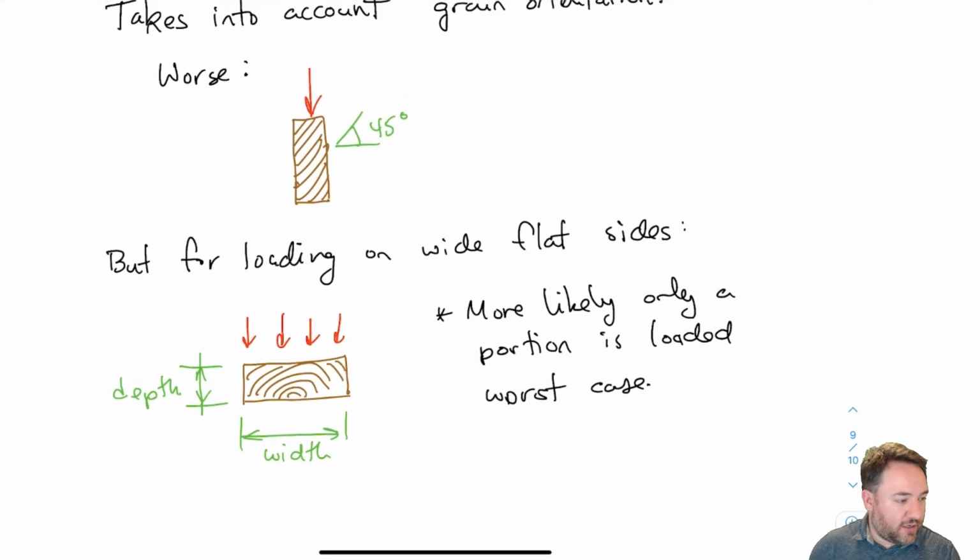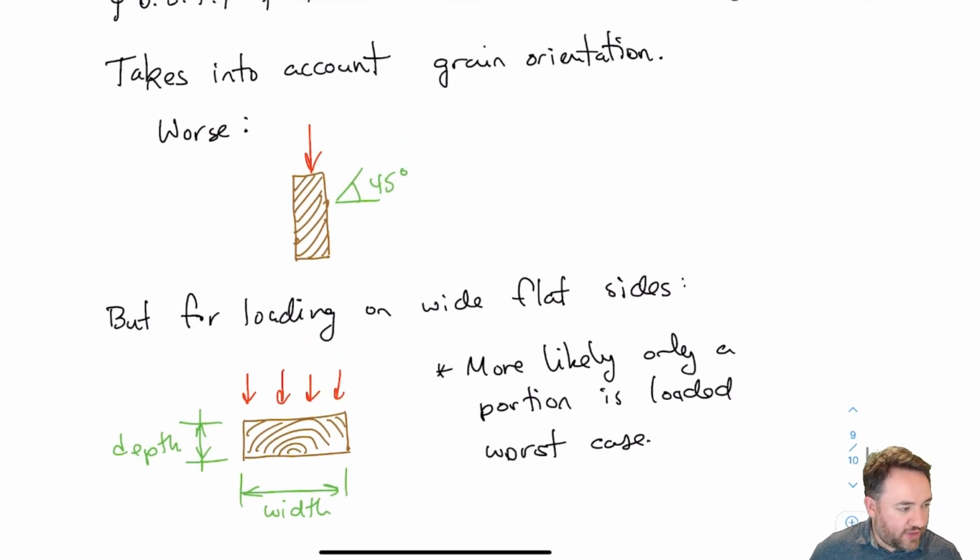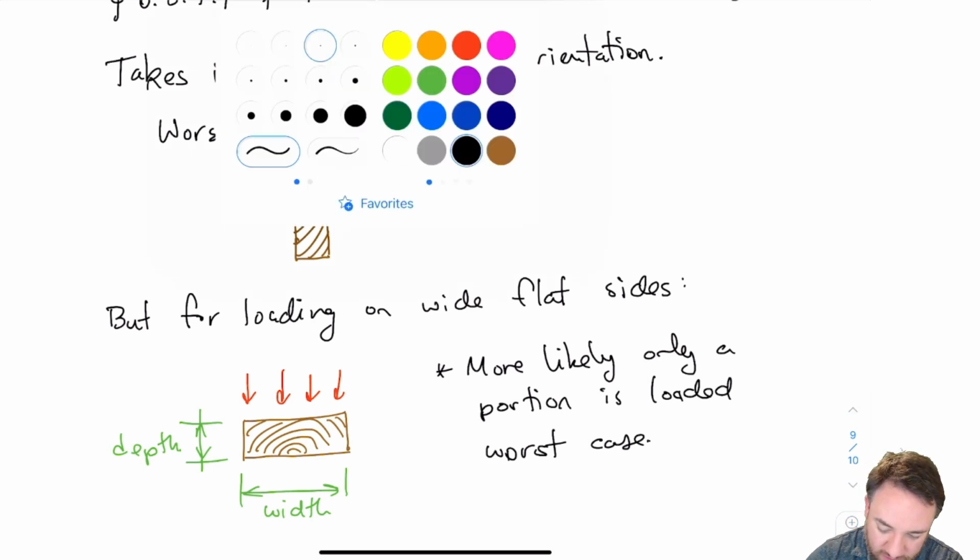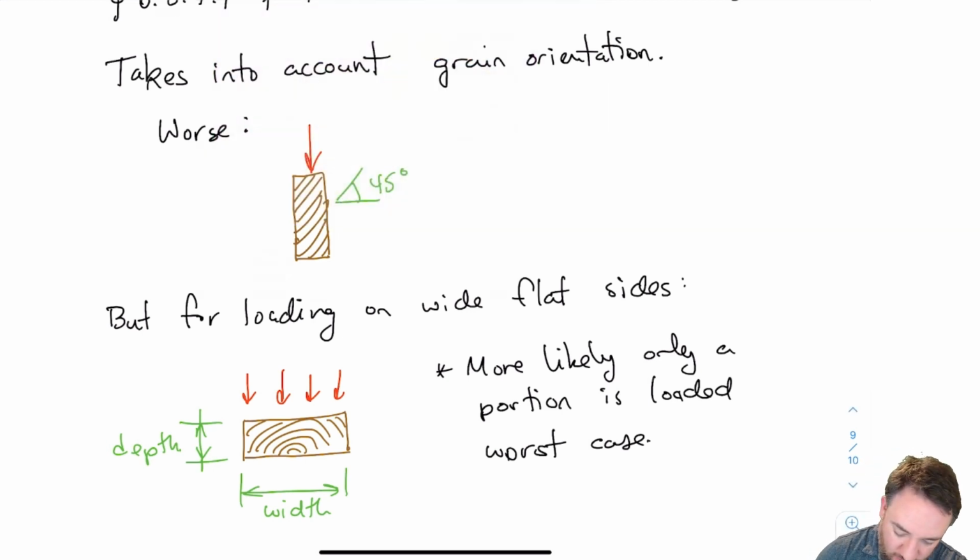So for example here, now that I've drawn one out on the flat, it's much more likely that only a portion of it is going to be loaded in the worst case. So for example here, maybe this portion and this portion are 45 degrees, but the center is not. So maybe that means that I can increase my strength a little bit. And it's not a huge bump. And basically you get the values from this table.